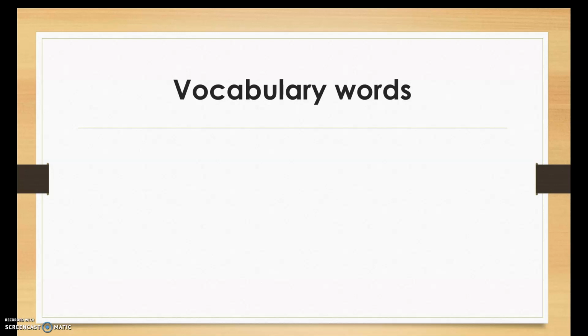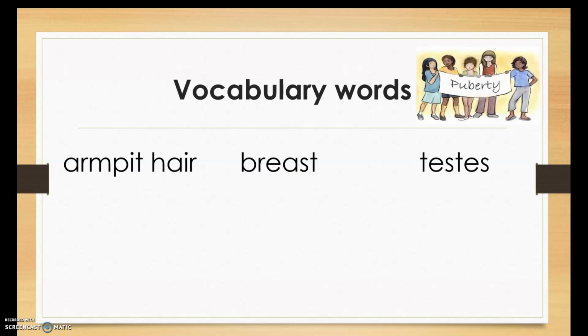Okay, let's start our lesson by reading our vocabulary words. So please listen carefully as I read the first set of words. Armpit hair, breast, testis. Now repeat after me. Armpit hair, breast, testis.